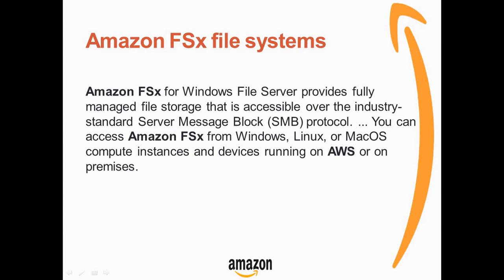Next comes Amazon FSx file systems. Amazon FSx for Windows File Server provides fully managed file storage that is accessible over the industry standard Server Message Block protocol. So wherever you see SMB, immediately think of FSx. You can access Amazon FSx from Windows, Linux, or Mac operating systems, compute instances, and devices running on AWS or on-premises. So remember this, whether devices are running on AWS or on-premises, you can access Amazon FSx.